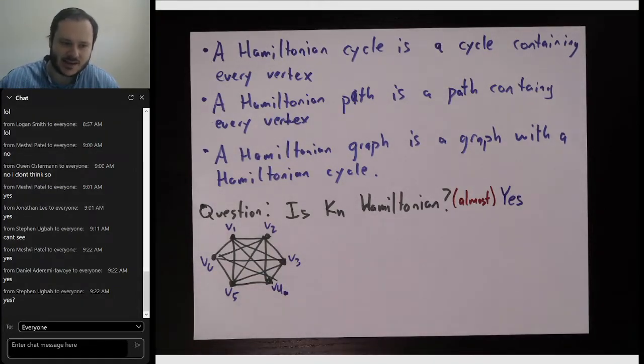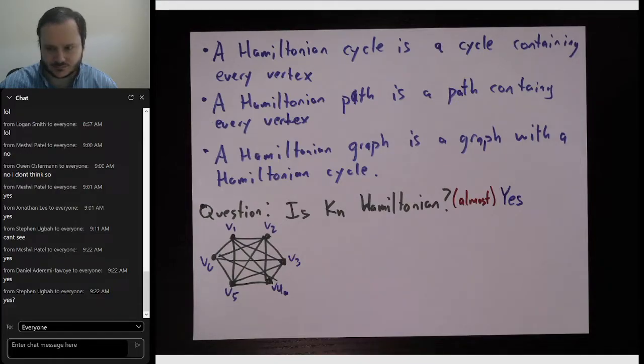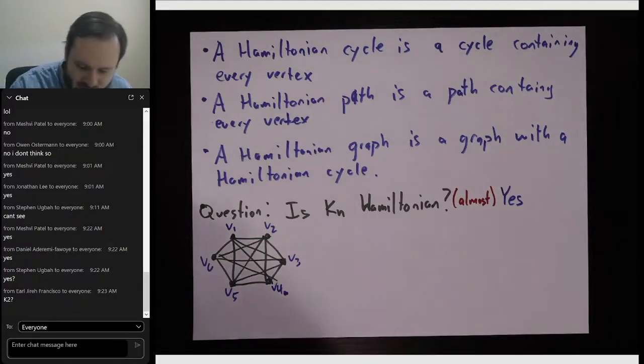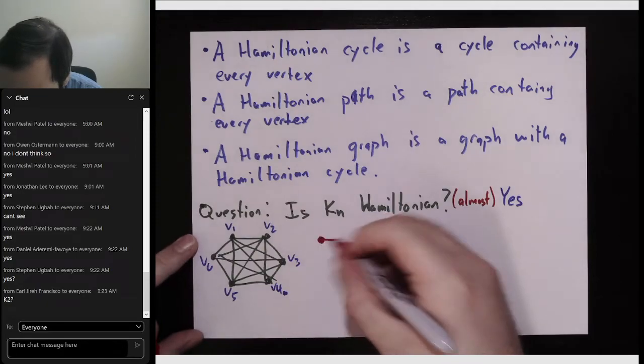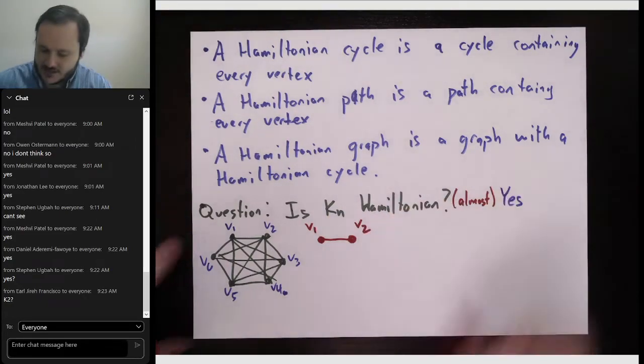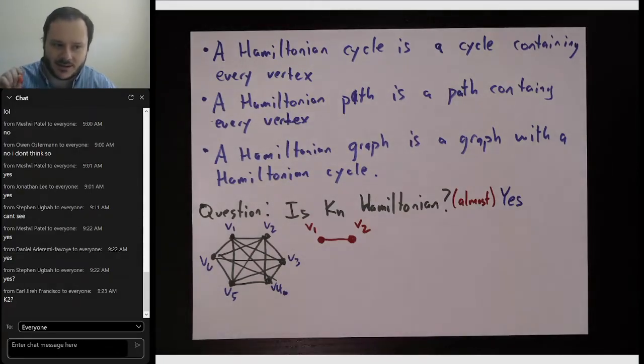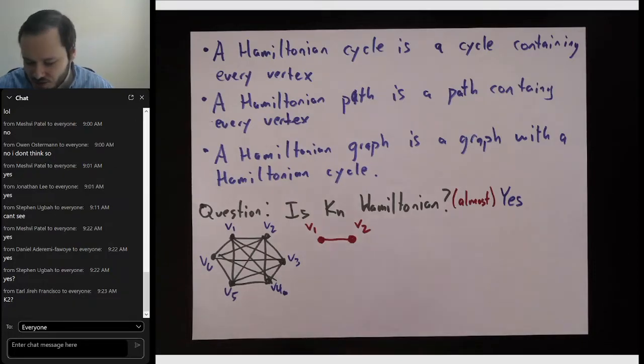Unless what? Why is that an almost? What's the one complete graph where this won't work? Remember, it has to be a cycle, so I have to end up back where I started. Yeah, there's one just unfortunate counterexample, which is if n is 2, then it doesn't work. Even if n is 1, then that's your cycle. You start and end at the same vertex. Is that a cycle? I don't know. Seems like it should count. But if n is 2, there's definitely no cycle.